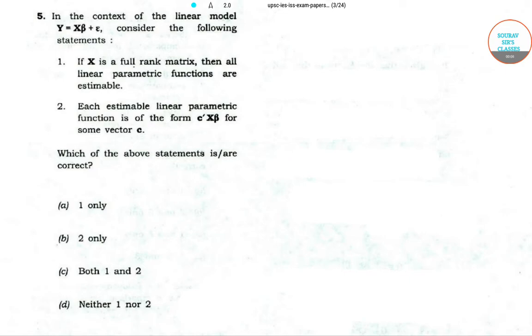The question is, in the context of the linear model, y is equal to X beta plus epsilon, consider the following statements. Statement 1: If X is a full rank matrix, then all the linear parametric functions are estimable. And statement 2: each estimable linear parametric function is of the form c dash X beta for some vector c. Which of the above statements is correct? Option A, 1 only; option B, 2 only; option C, both 1 and 2; and option D, neither 1 nor 2.